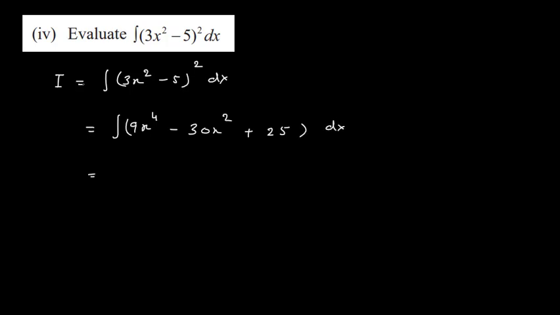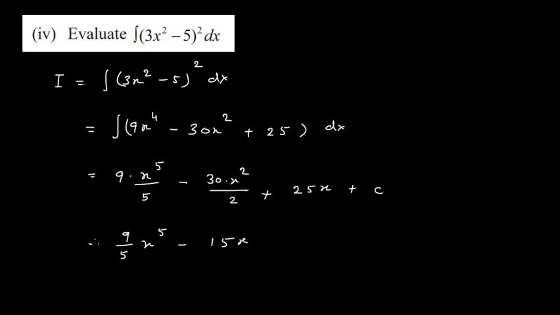Now you can integrate. So the integration of 9x power 4 is 9 into x power 5 divided by 5, minus 30 into x square divided by 2, plus 25, integration of 25 is what? 25 into x, plus you have the constant of integration. So finally you will get 9 divided by 5 into x power 5 minus 15x square plus 25x, plus the constant of integration c.